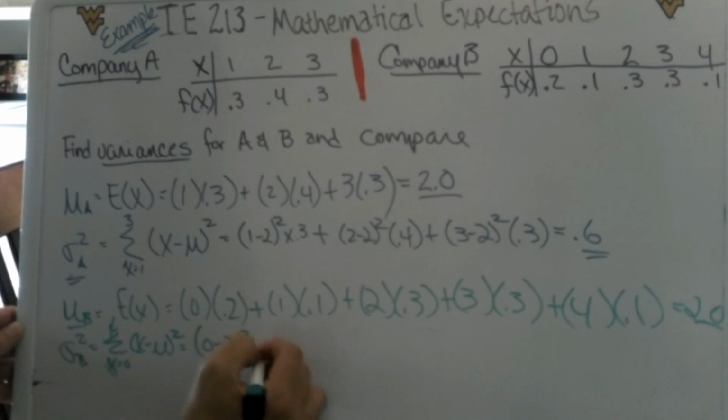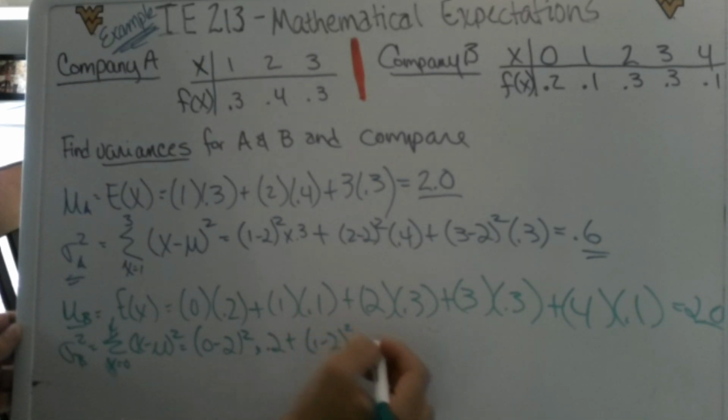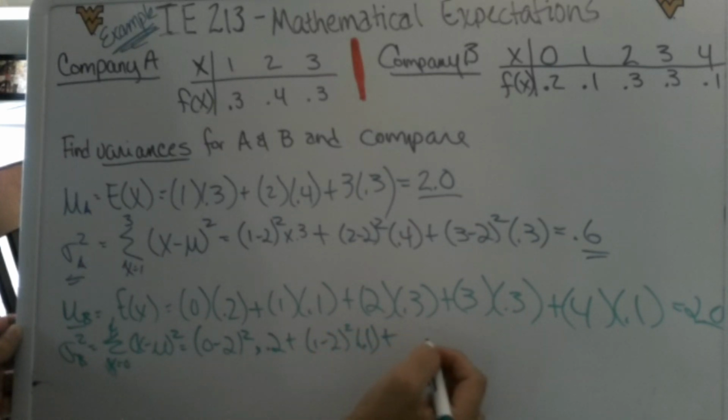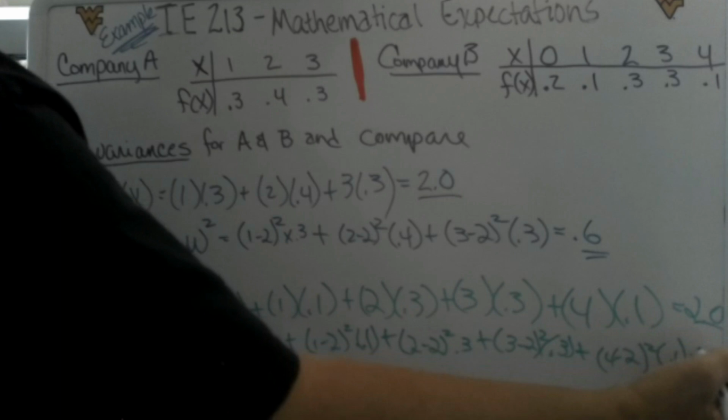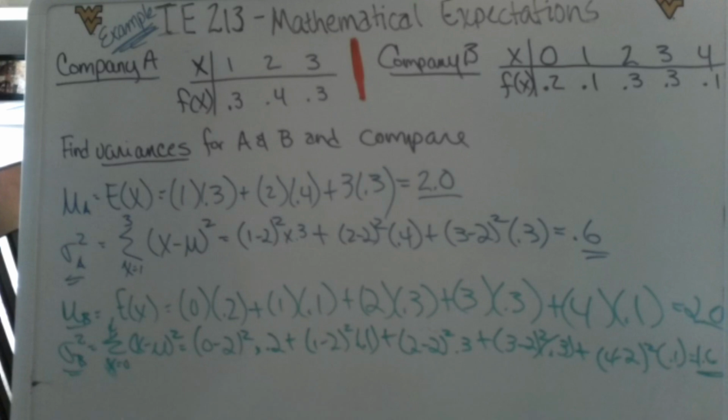So we will go through and it'll be 0 minus 2 square times 0.2 plus 1 minus 2 square times 0.1 plus 2 minus 2 square times 0.3 and so on. And we get to a sigma square of B is equal to 1.6. Even though company A and company B means are the same, the variances are 0.6 and 1.6, so clearly company B has a much larger variance than A.